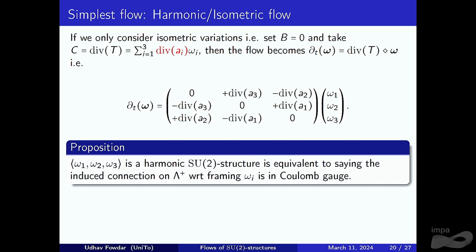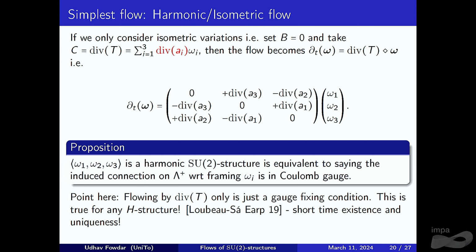Okay? And in the 3-dimensional setup, observe that you will have a harmonic SU(2) structure precisely if all these guys here are harmonic, which is another way of saying that the induced Levi-Civita connection on the space of self-dual 2-forms is in fact in Coulomb gauge. The way you define Coulomb gauge is you try to minimize the L2 norm of the connection. So this makes sense, it's precisely what it is.